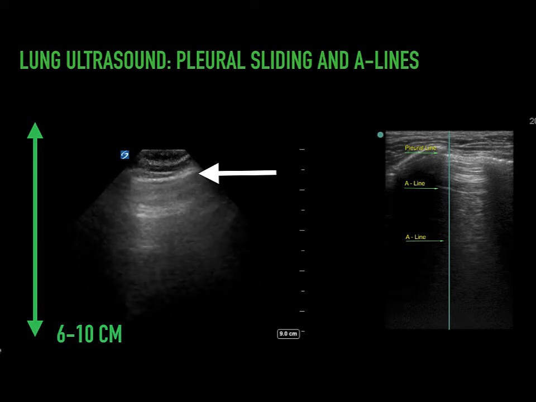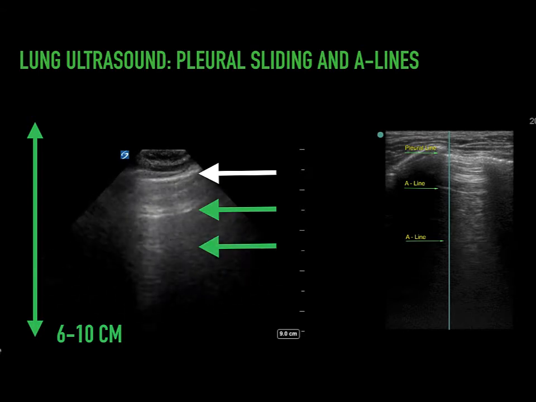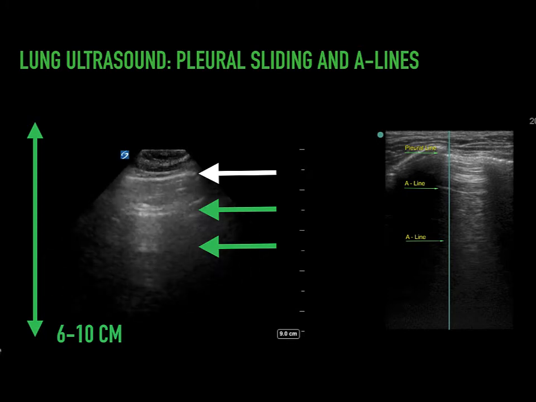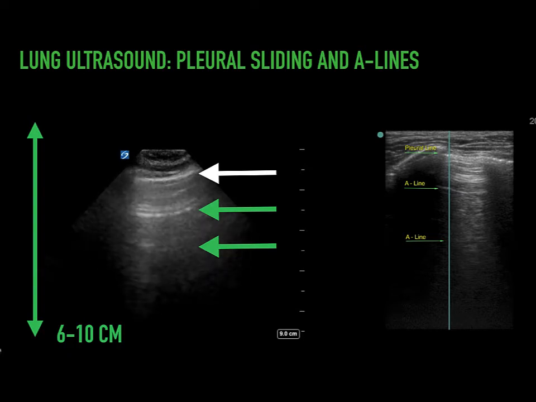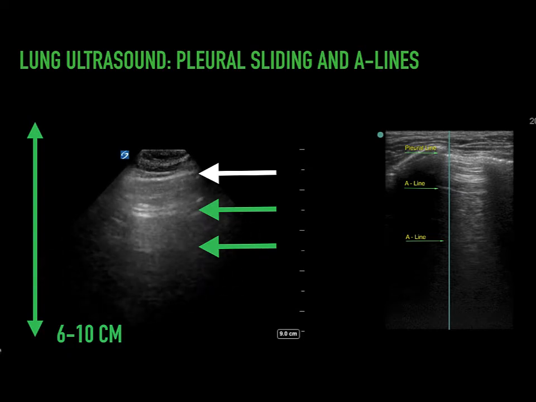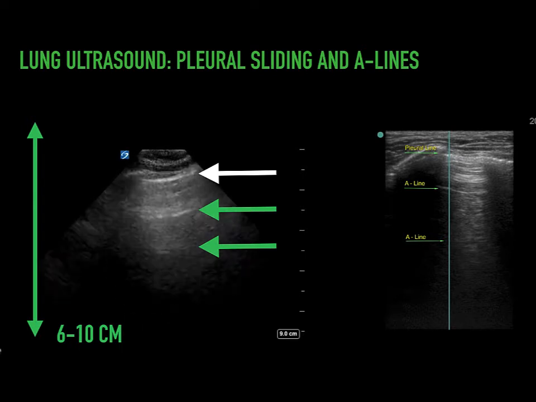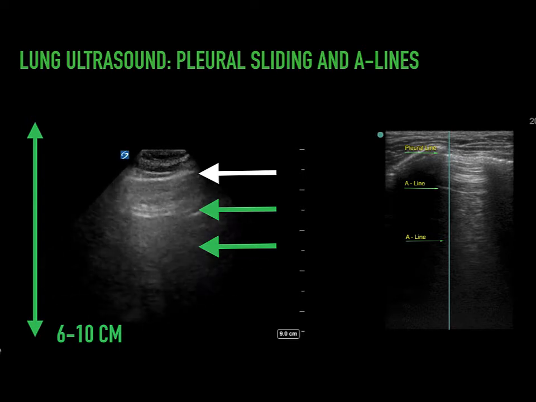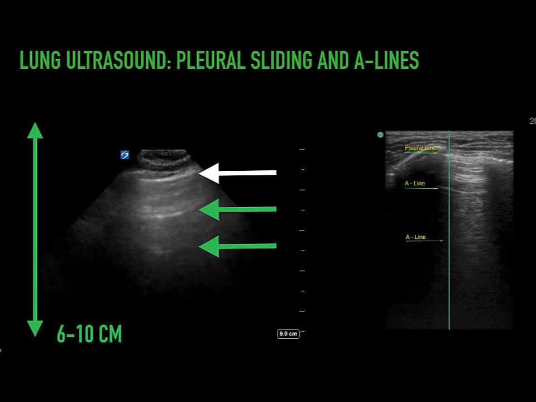And this creates duplicates of that pleural line, called A lines. A lines plus lung sliding reflect a normal healthy parenchyma. Importantly, you will still see A lines in pneumothorax because there's still a tissue-air interface. So A lines by themselves do not rule out pneumothorax. Importantly, you'll notice the depth is around 6 to 10 centimeters. That's the approximate depth we set it at for the anterior chest wall.